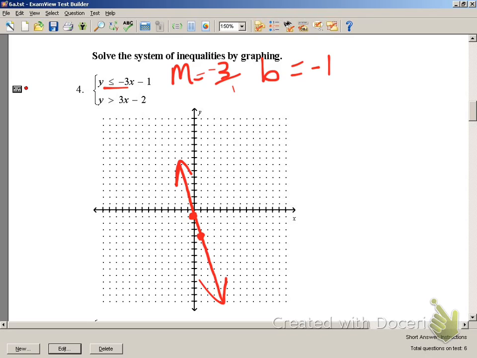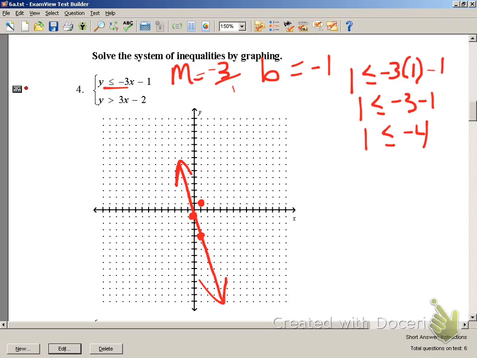Now, 0, 0 looks as if it could be on that graph, so I'm not going to choose 0, 0. I'm going to choose another point. I want to choose 1, 1. Here's that point, 1, 1. So if I plug in 1, 1, is 1 less than or equal to negative 3 times 1 minus 1? 1 less than or equal to negative 3 minus 1. 1 less than or equal to negative 4.